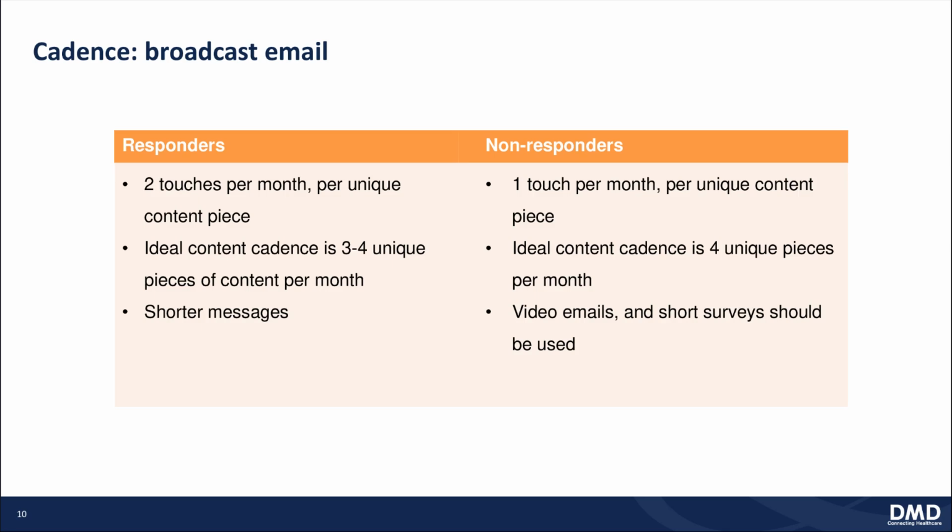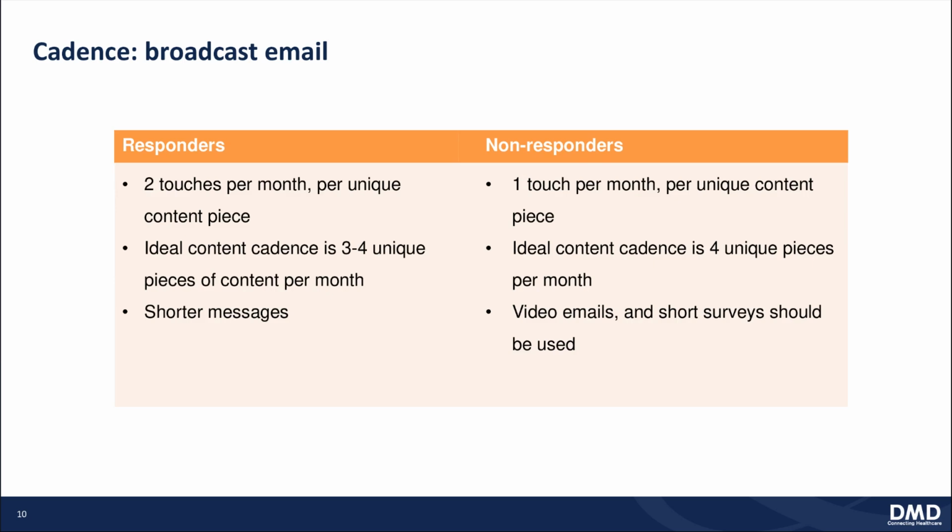Shorter emails definitely are getting better responses today than longer emails. And so it is a great opportunity to break an email up into more than one email and use that to continually maintain this relationship. For our non-responders, we're only going to want to do 1 touch per month per unique piece of content. And our ideal content cadence here, again, is going to be 4 pieces of content per month.